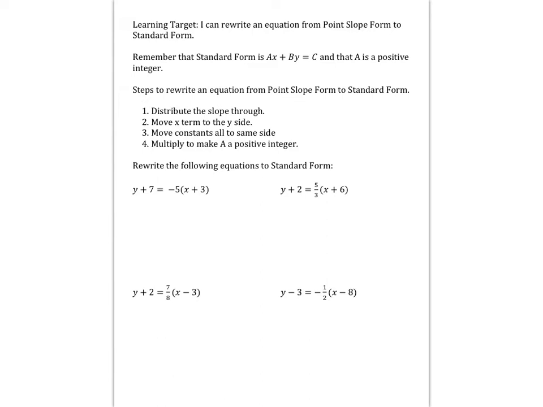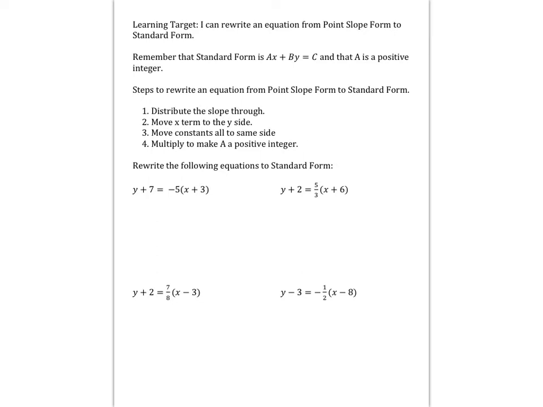Hello, and today's learning target is I can rewrite an equation from point-slope form to standard form. Standard form is ax plus by equals c, and a is a positive integer. So we're going to follow going from point-slope form to a different form today, continuing with that rewriting pattern. But instead of going to slope-intercept form, we will be going to standard form.